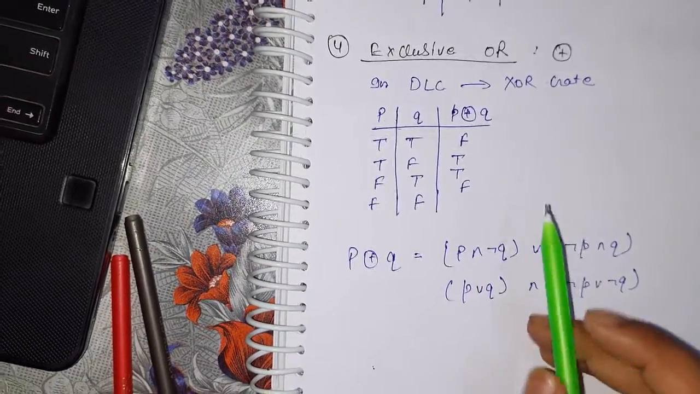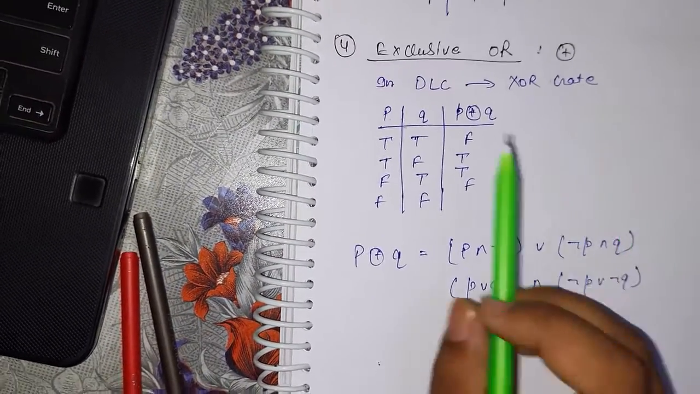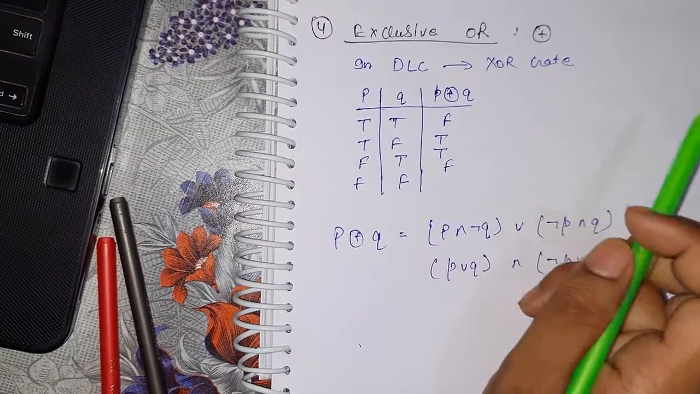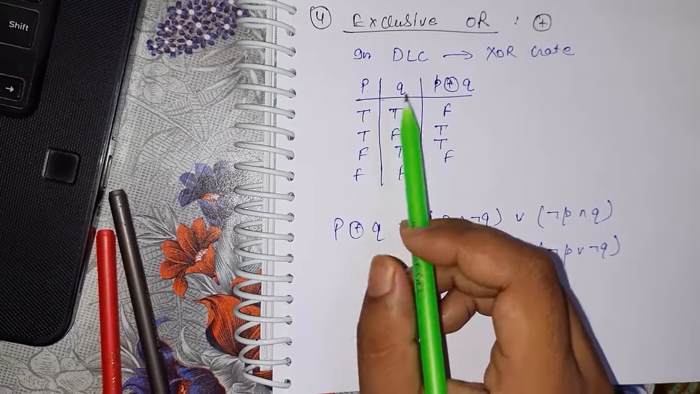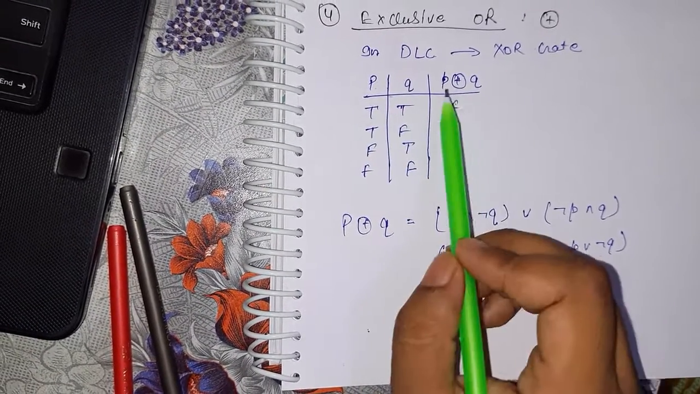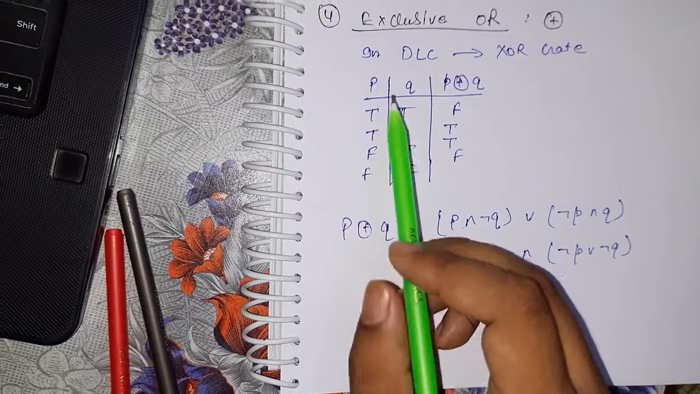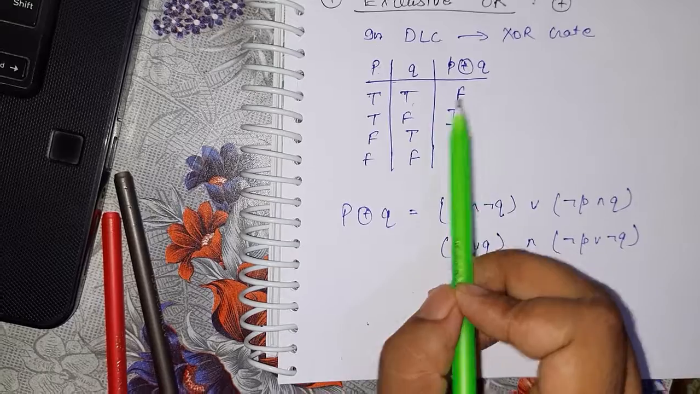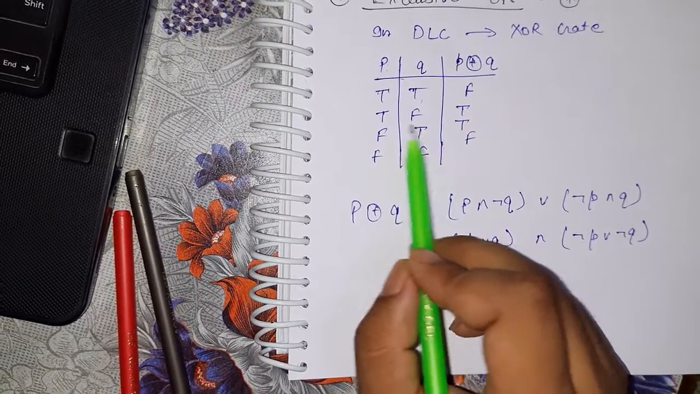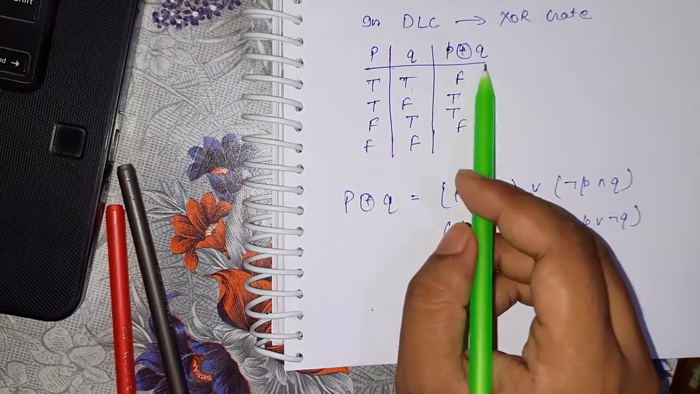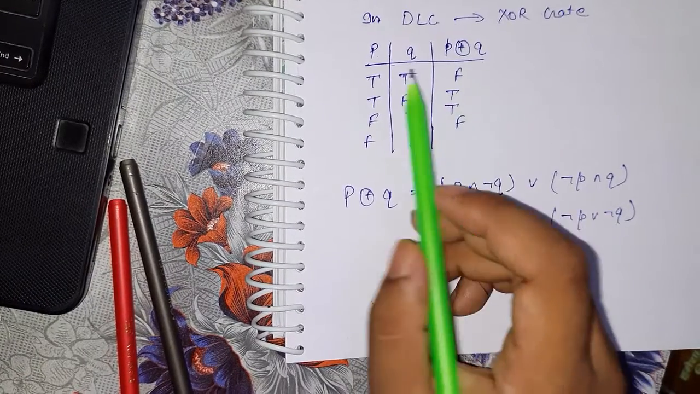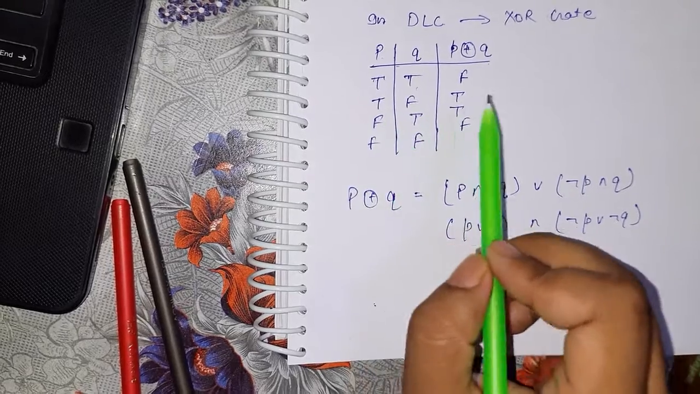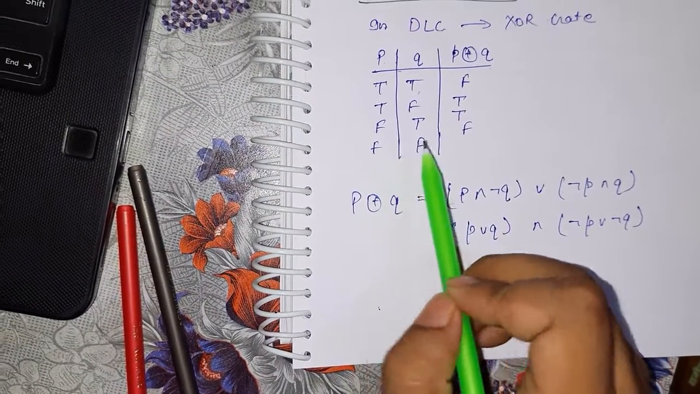Our next operator is the exclusive OR operator. In digital logic, we denote this operator as an XOR gate, and the truth table for this operator is P, Q and P XOR Q. If both inputs are the same, then our output is false, and only if the inputs are different is our output true.